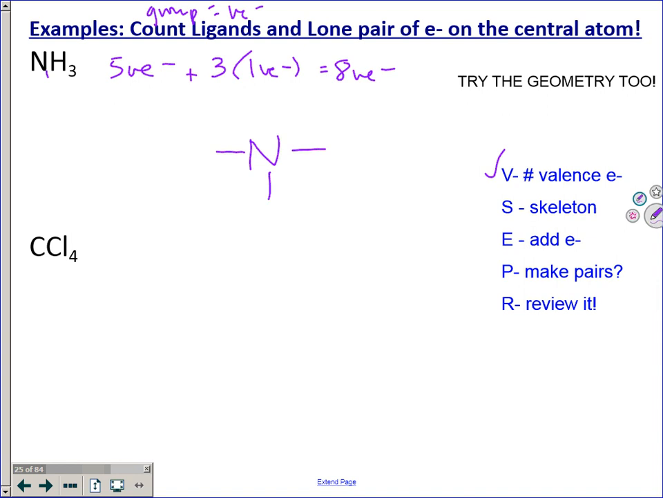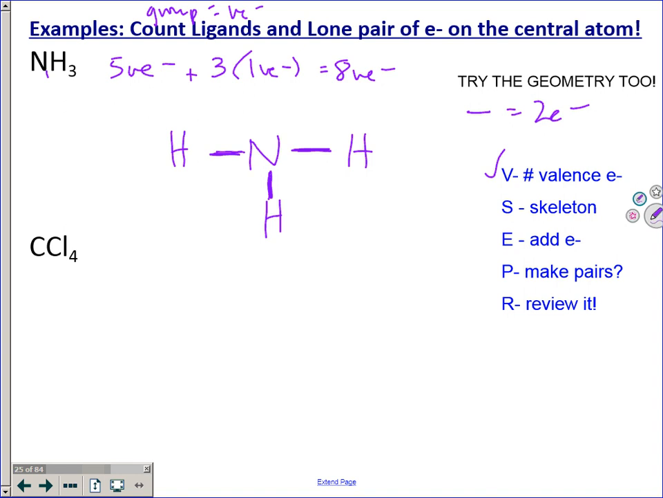So let's write out here, skeleton structure, 2 central atoms, bond atoms to central atom with lines. But what do these lines mean? How many electrons? 2. Okay, so note to self, line equals 2 electrons. Okay, so I've got 3 lines to attach my 3 hydrogens. Okay? 3 of those are taken care of.